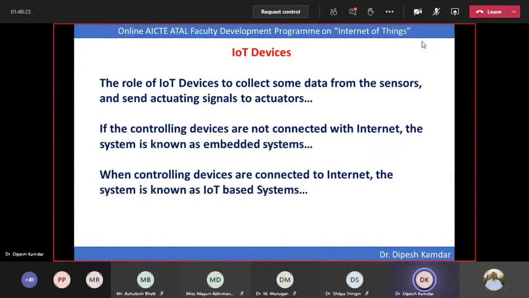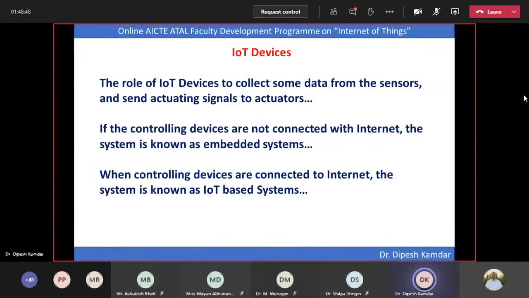Then it comes to IoT devices. The role of IoT devices is to collect data from the sensor and send actuating signals to the actuators. So your IoT device needs to be able to receive the data from the sensor and send the control signals to the actuator.